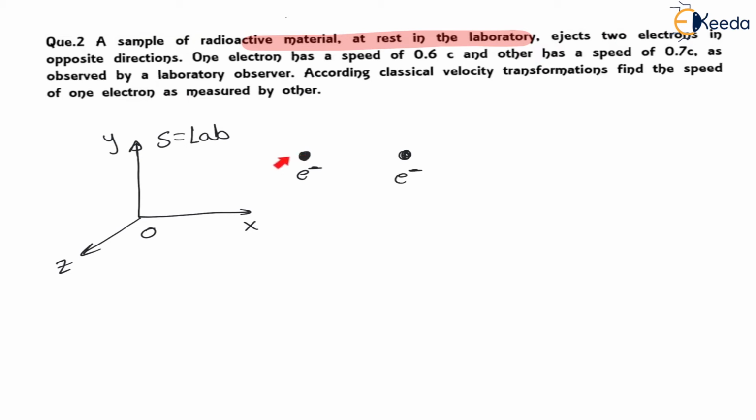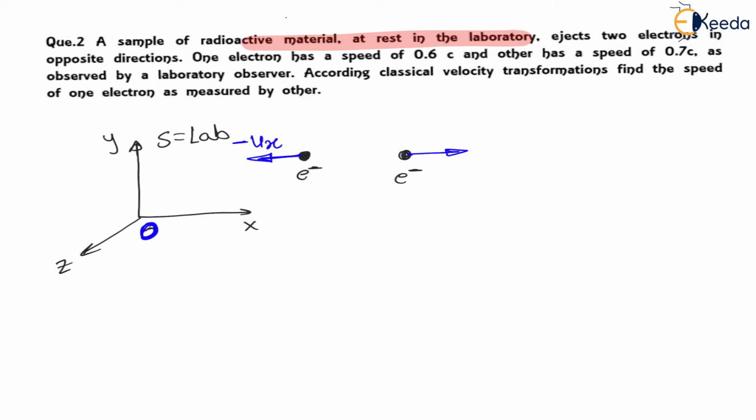Let us say this electron is traveling towards left. I can assume any direction because directions are not given in the question, right? So let us say this electron is traveling in this direction and this electron is traveling in this direction, and let us say the observer O sees that this electron is moving with velocity ux.